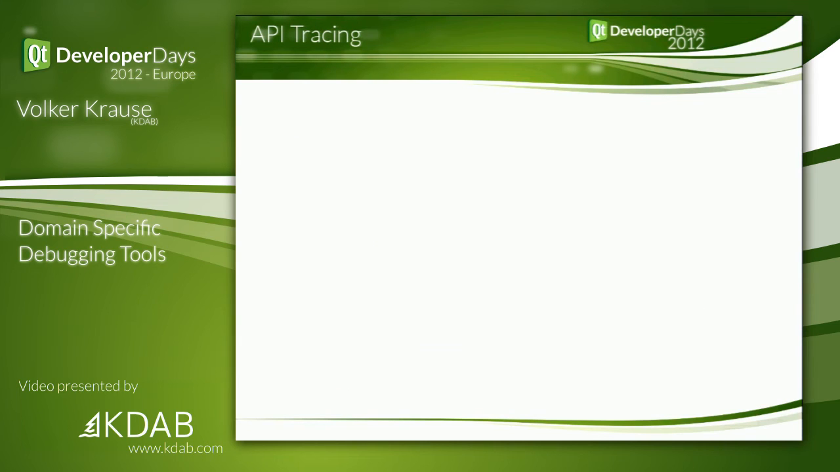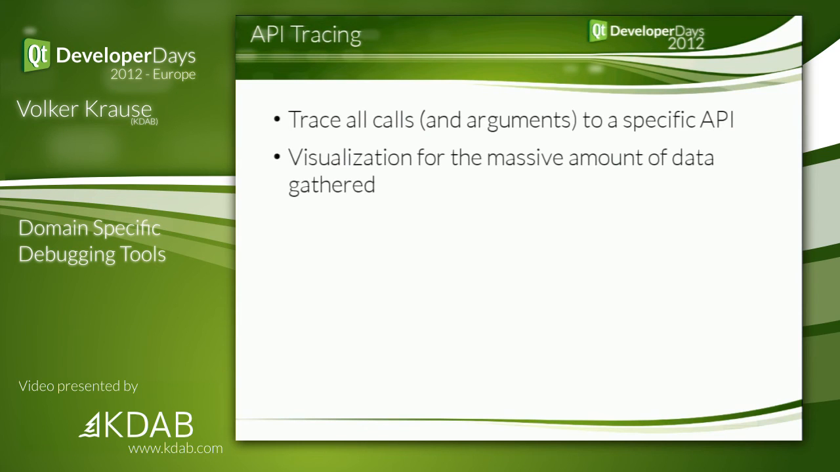Okay, and then I'm running low on time. I'll show you two more, I have to skip one, ways of building slightly more advanced tools. One is API tracing. API tracing means you trace all calls to methods of a specific API, including their arguments. But that will usually give you a massive amount of data, so you need good visualizations and filtering tools for that.